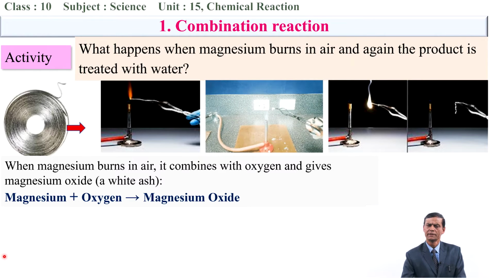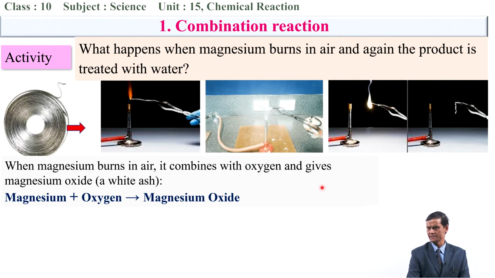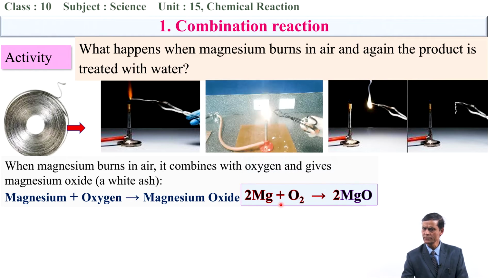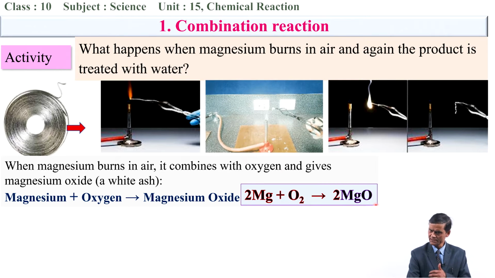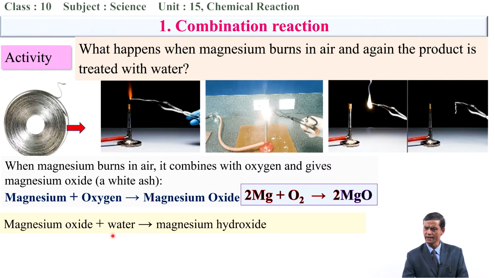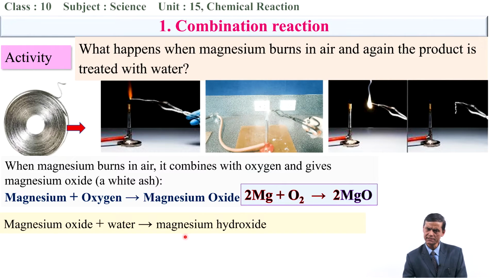Let's think. So, here is the reaction of this activity: magnesium plus oxygen gives magnesium oxide. Now, what happens when magnesium oxide is treated with water? Then the reaction can be represented like this: 2Mg plus O2 gives 2MgO. Now, this MgO or magnesium oxide, if we react with water, then what will happen? It will give magnesium hydroxide, another product. There is another combination reaction involved, isn't it? This is also a compound, and water is also a compound, isn't it? Compound plus compound, another new compound will be formed.